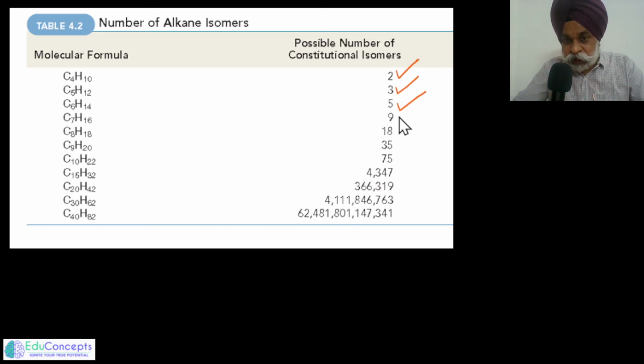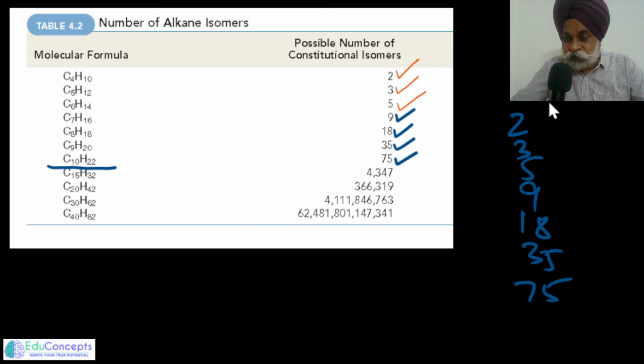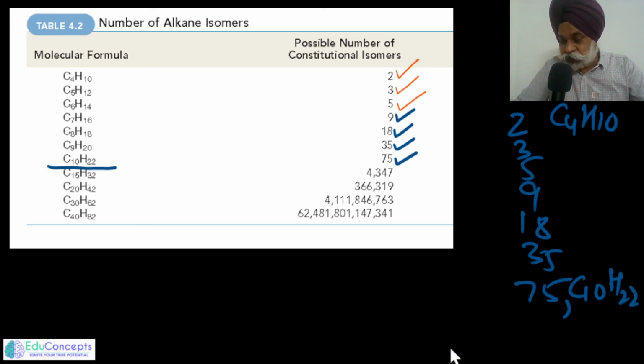You cannot do this in the exam. If in the exam you are asked to find the number of structural isomers of these alkanes, which is the general style of question, I would advise you to remember this: 2, 3, 5, 9, 18, 35, 75, starting from butane C4H10 and ending with C10H22. You should remember this yourself. That is the good thing.